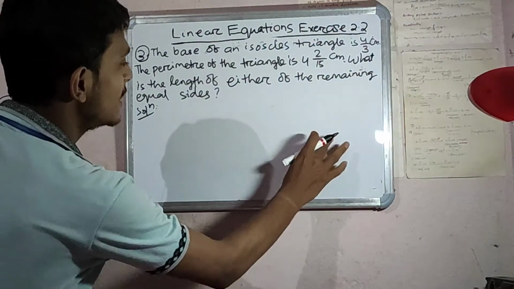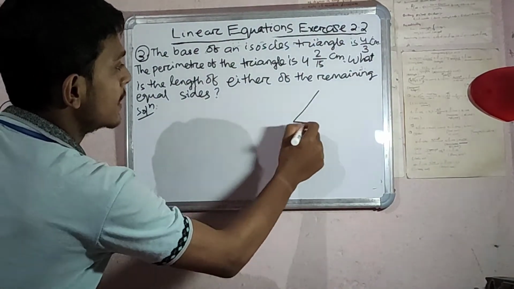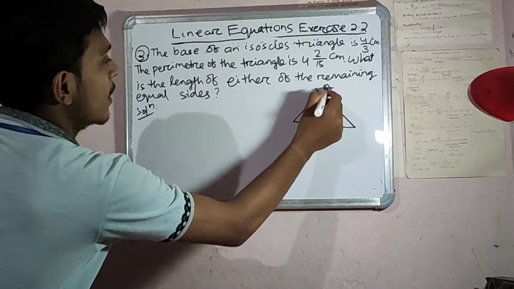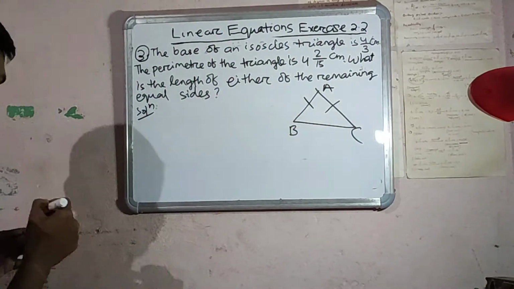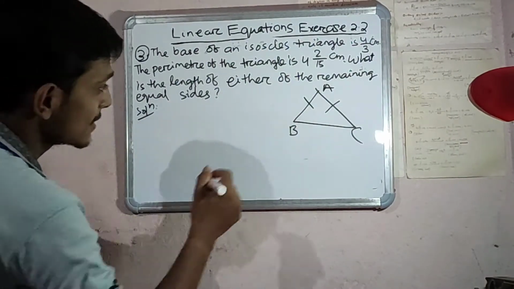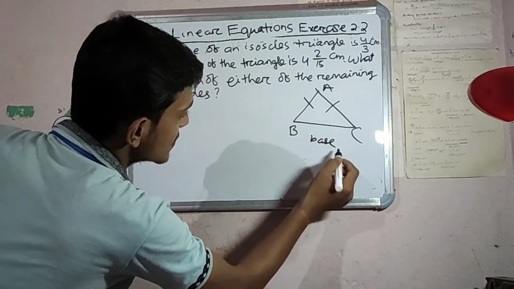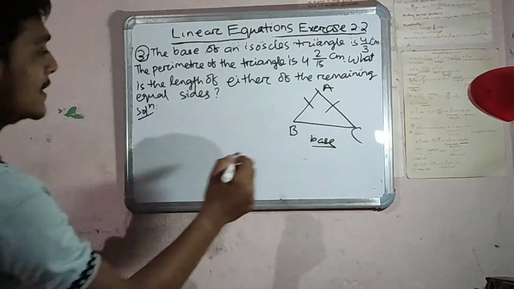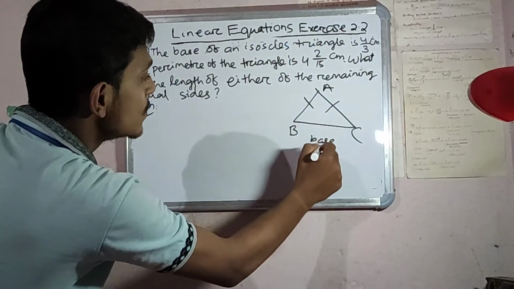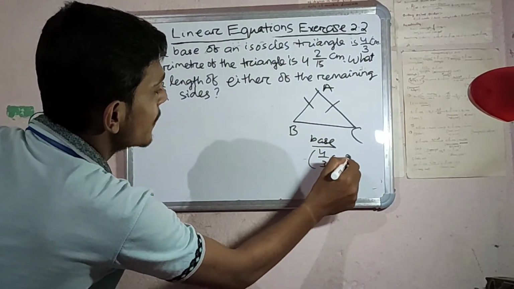So isosceles triangle means any two sides are equal. This is the isosceles triangle, and the other is the base. These are the two equal sides and this is the base. This length is given, that is 4 by 3 centimeter.